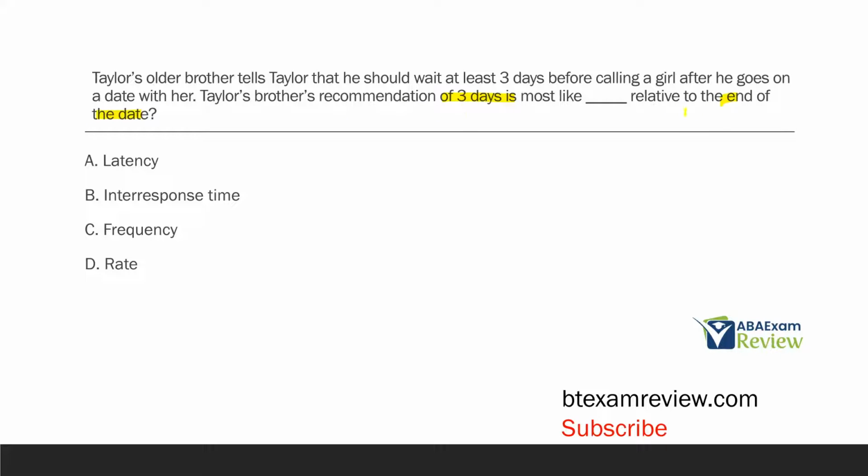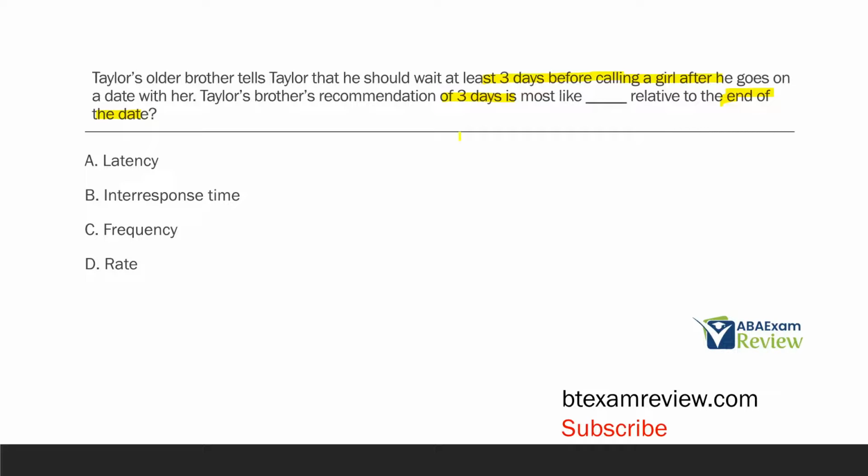So what does Taylor's older brother tell him? He tells Taylor to wait 3 days before calling the girl after he goes on the date with her. So that 3 days, first off, represents an amount of time. So our measurement has to do with time. Think about what measurements we use time with. The main ones are latency, interresponse time, and duration. Rate also has time, right? But we need frequency as well. We need frequency over time.